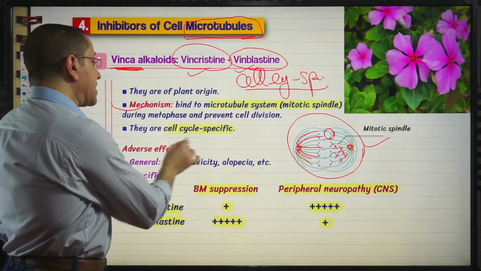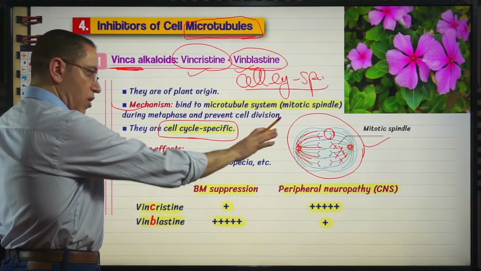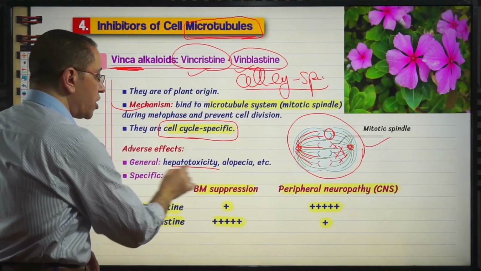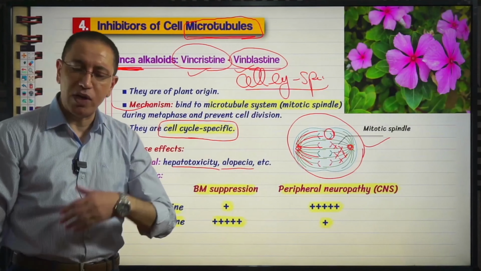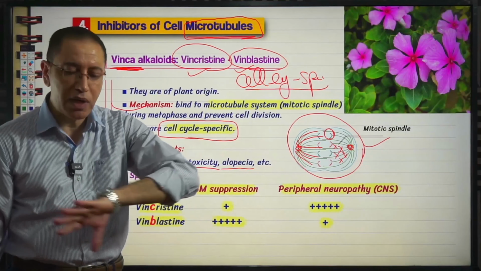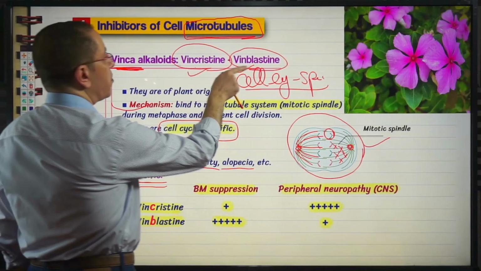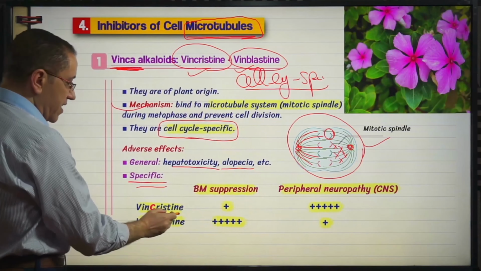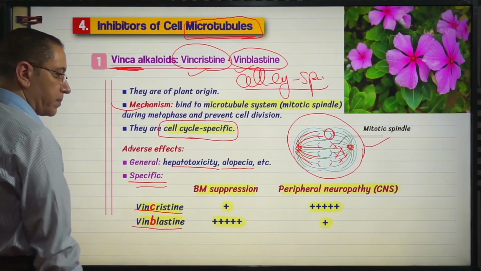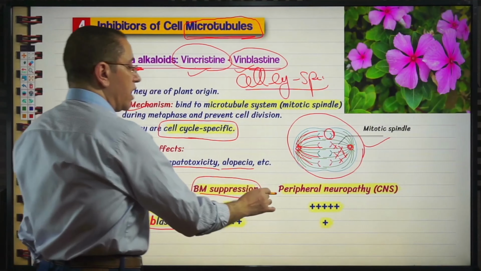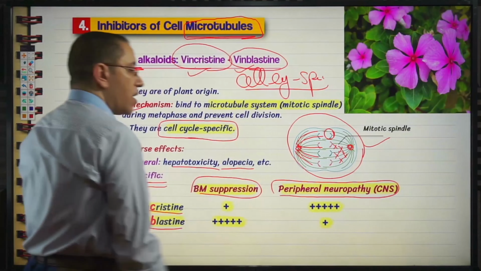We already discussed their mechanism of action and I told you they are cell cycle specific. Now the adverse effects. There are general effects, we won't talk about them, they occur with all drugs, bone marrow suppression and so on. So let's see these specific side effects that differentiate between these 2 drugs. This is vincristine and this is vinblastine. Both drugs cause bone marrow suppression and peripheral neuropathy.